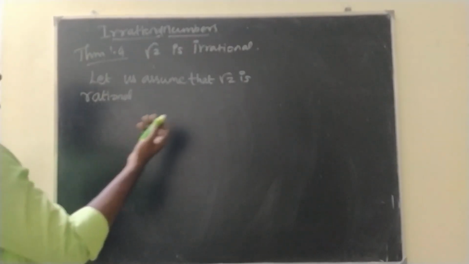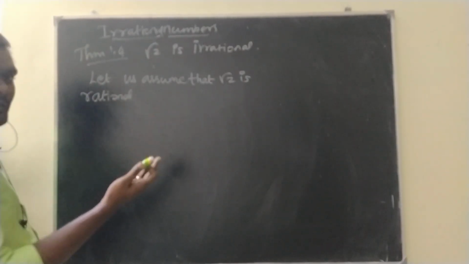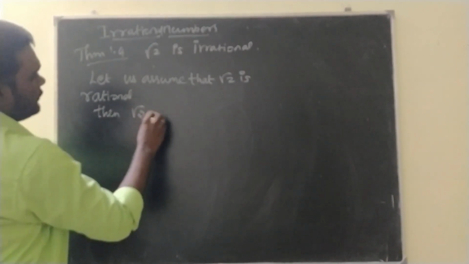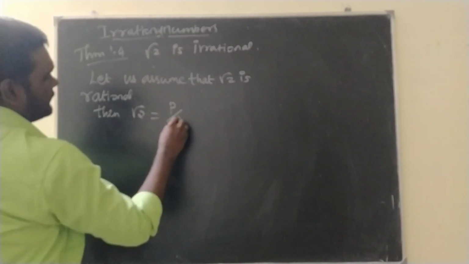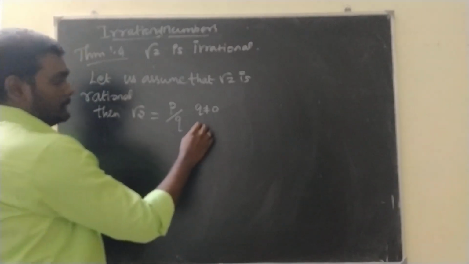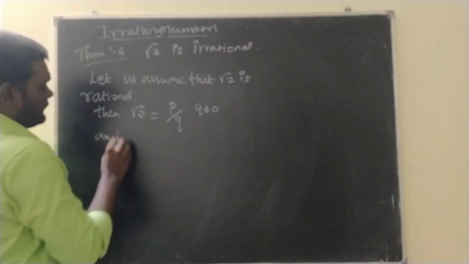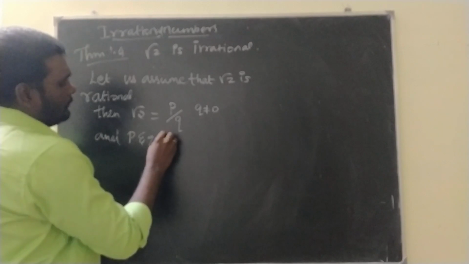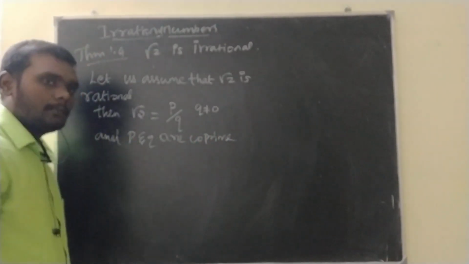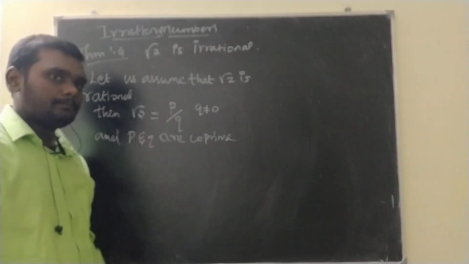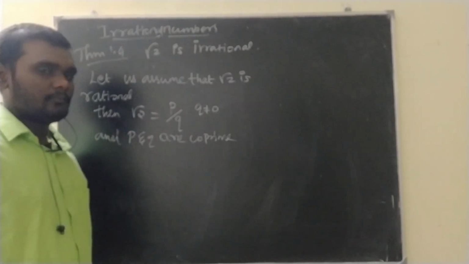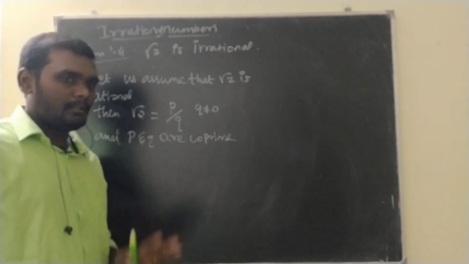Then, if it is rational, how can this be written? This root 2 can be written as P by Q, where Q is not equal to 0. Also, this P and Q are co-prime. Meaning what? This fraction is in its simplified form.